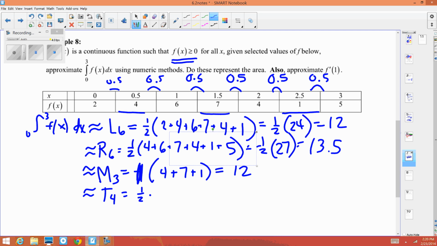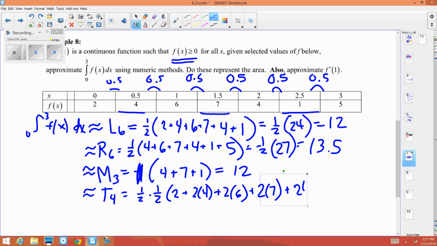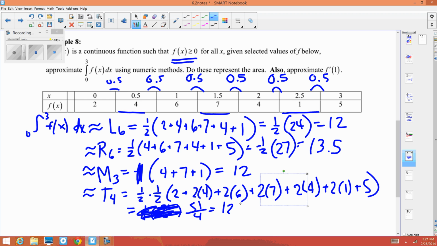Or we could approximate it by a trapezoidal. So it'd be 1/2 times 1/2, and it's important to show what you're thinking. Don't just put 1/4 on your paper. It's 1/2 times the width, or the height actually, of the trapezoid, and then it'll be 2 plus 2 times 4 plus 2 times 6 plus 2 times 7 plus 2 times 4 plus 2 times 1 plus 5. If you simplify that, 1/4 times 51, it ends up just being 51/4, which is about 12.75.